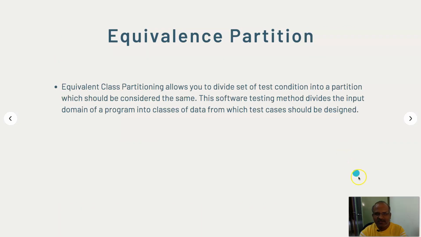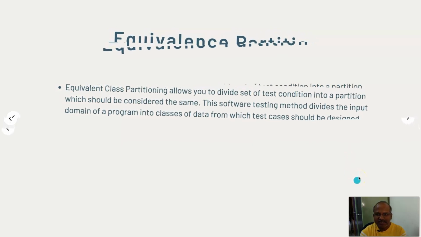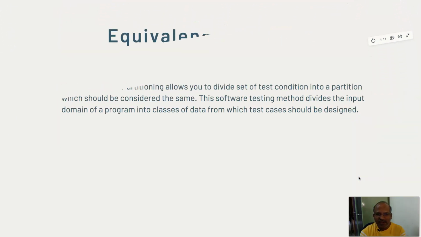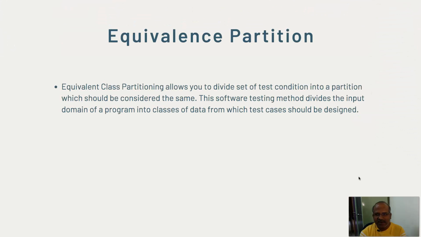The next one is equivalence partitioning. Equivalence partitioning allows you to divide a set of test conditions into partitions which should be considered the same. We want to divide the test conditions into multiple partitions. If you take one value from each partition, we can assume that we tested that full partition, right? Say there are three sets. If you take one value from each set, it is equivalent to testing the whole set. That is the meaning of equivalence class partitioning.